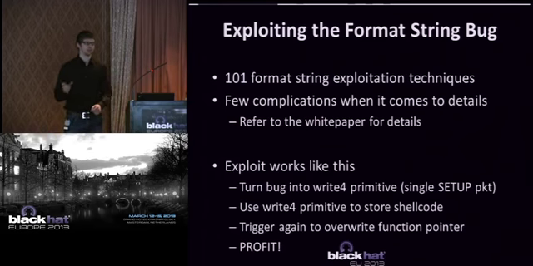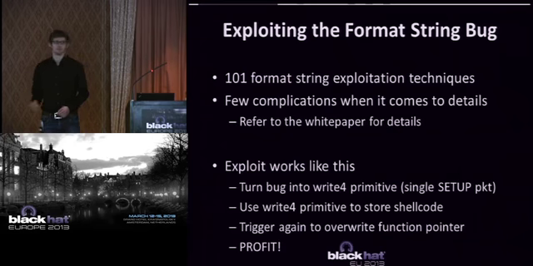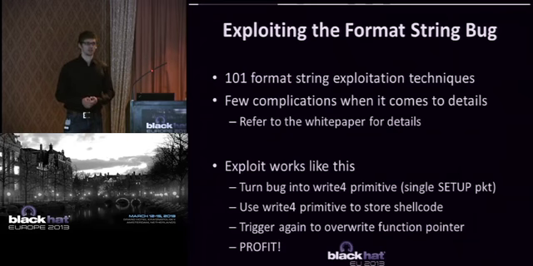And basically how it works is we send a single setup packet, which we turn into our write four primitive. So a single setup packet will write 4 arbitrary bytes in memory at an arbitrary address. So we use that in order to basically store our whole shellcode in memory at a fixed address, because there's nothing like ASLR. Then we override a function pointer and basically let it jump into our shellcode.